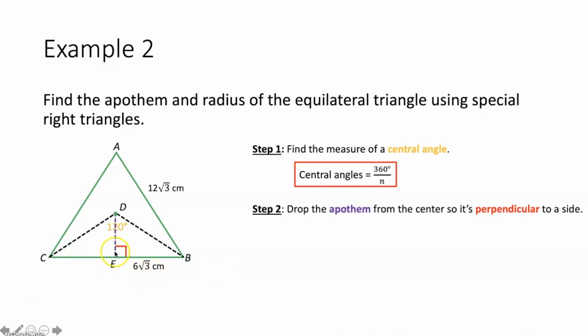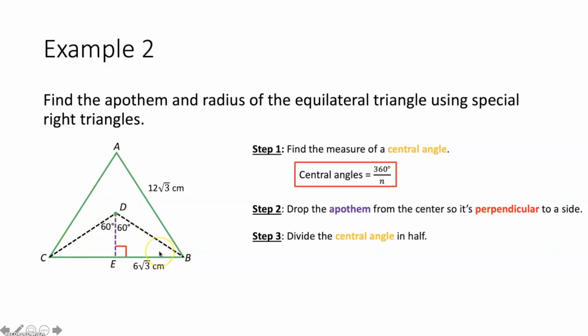The second thing I want you to note is that not only does this apothem bisect this given side over here, but it also bisects your given angle. So step 3 is to divide this central angle in half, meaning if this whole central angle is 120 degrees, each of these smaller angles is going to be 60 degrees. Now, how does that help us? Well, we have now created 2 little right triangles down here where one of the acute angles is 60 degrees.